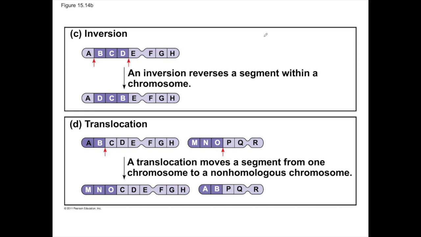So during crossing over, what should happen is two homologous chromosomes, like chromosome 1 and the other chromosome 1, should line up side by side and exchange the tips of their chromosomes. But let's say accidentally chromosome 1 lines up with chromosome 2 and they cross over. Well, that's going to cause a translocation.